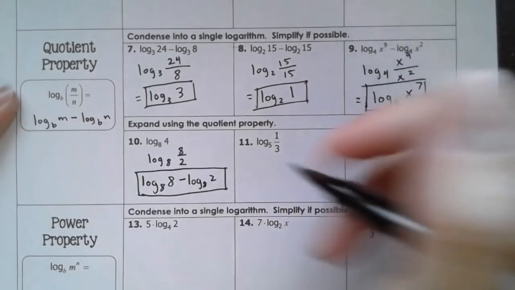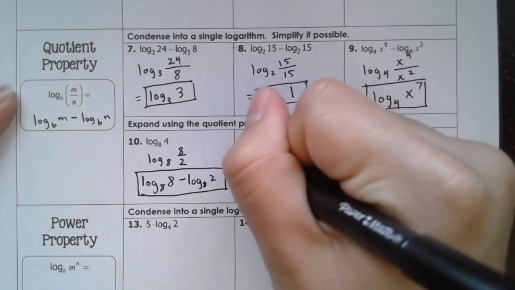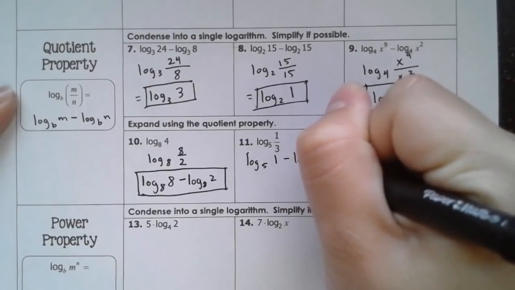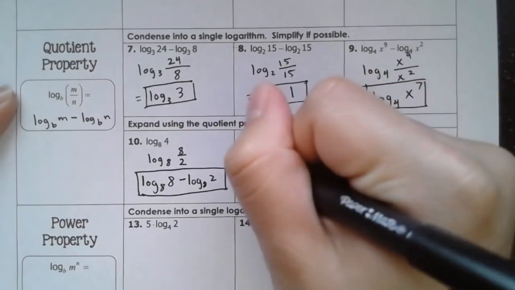Next one, it is a ratio. I have 1 over 3. So I can rewrite this as log base 5 of 1 minus log base 5 of 3.